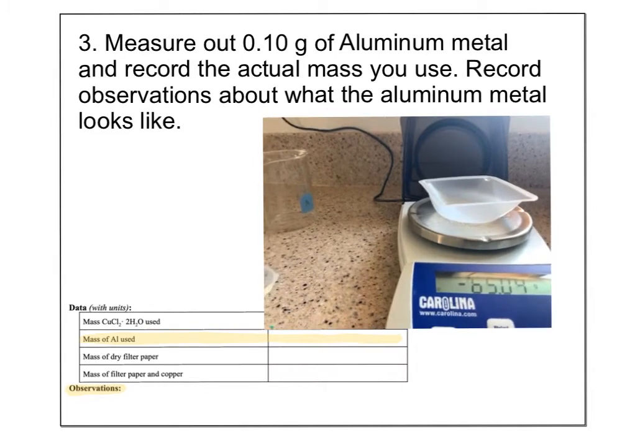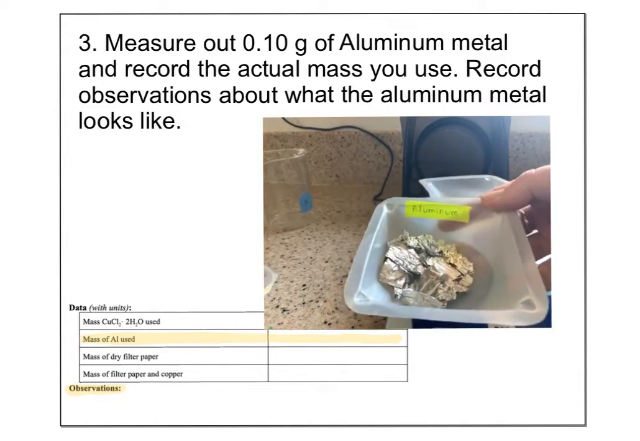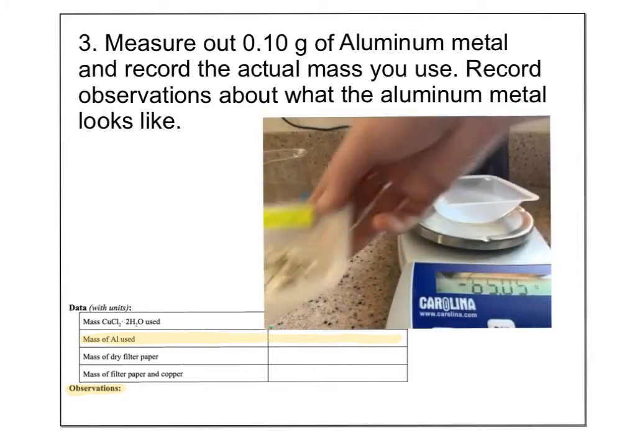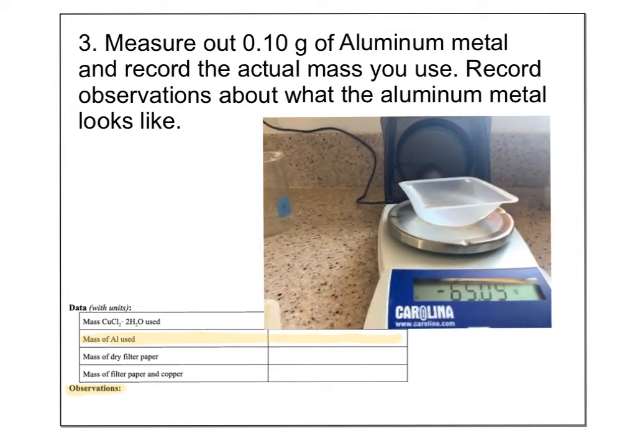All right, next says measure about 0.1 grams of aluminum metal and record the actual mass you use. And you're also going to do observations. So there's my aluminum pieces. You'll put observations of what it looks like. And I'm going to measure out about 0.1 grams. So I have a weigh boat. I'm going to re-zero my balance. And I need about 0.1 grams.